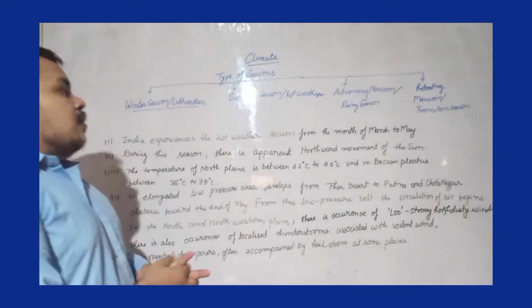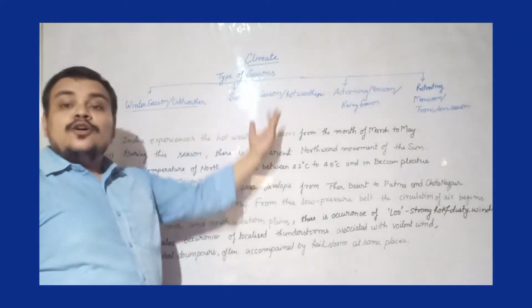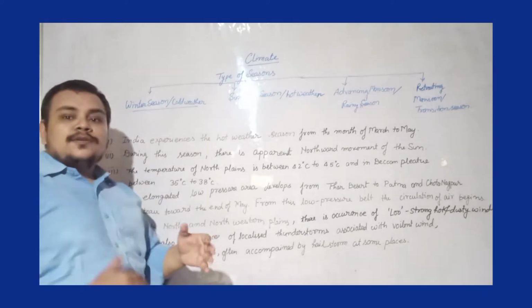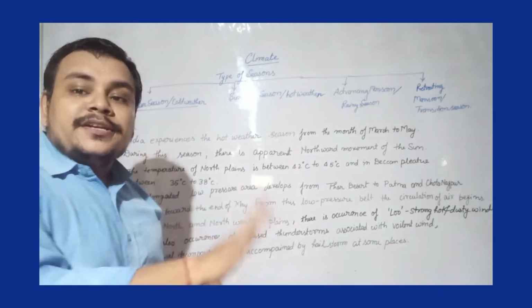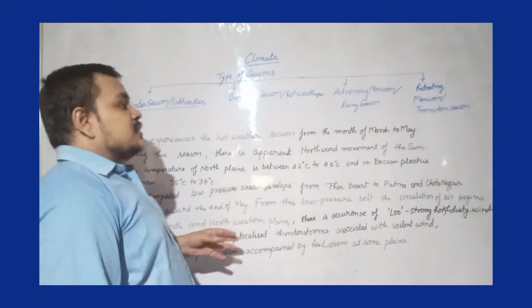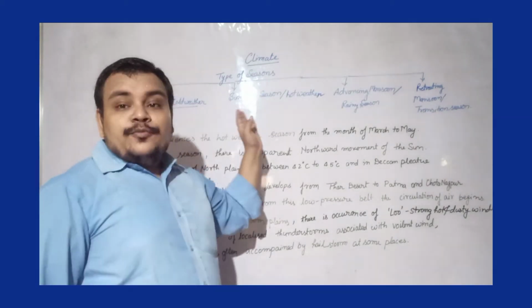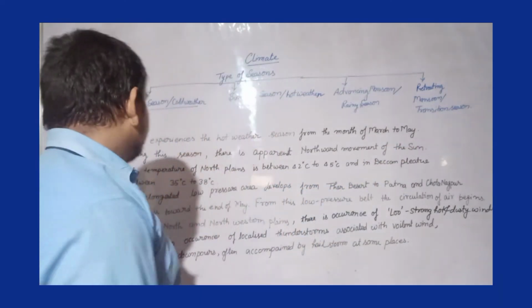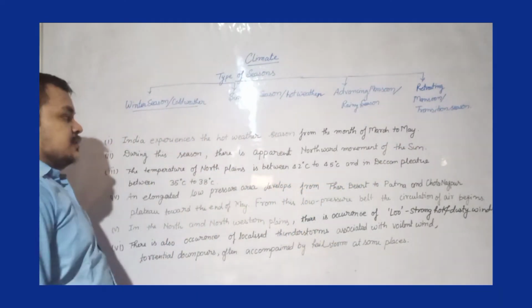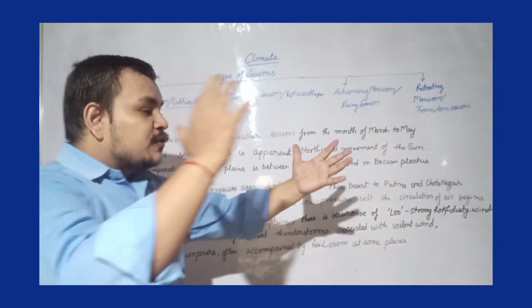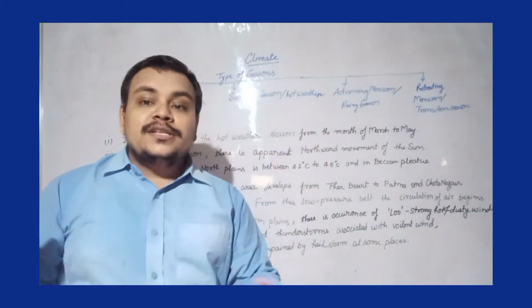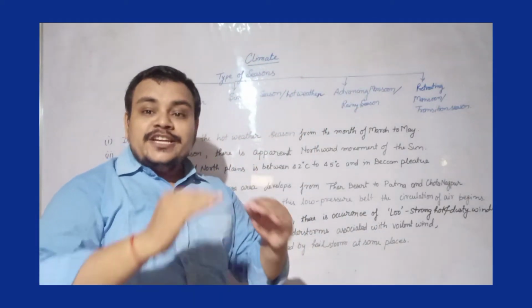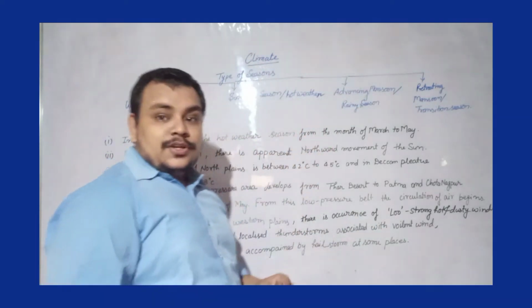The features of the summer season or hot weather are as follows. First, as the winter ends, the summer enters our country: winter ends in February and summer enters from March to May. During this season there is an apparent northward movement of the sun, which increases the temperature in our country.